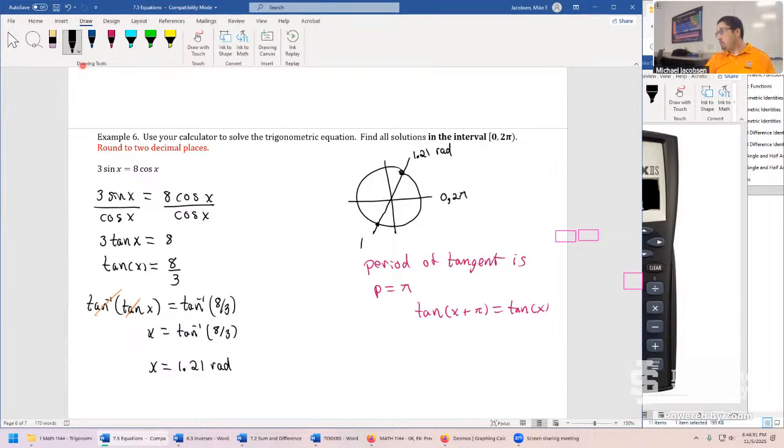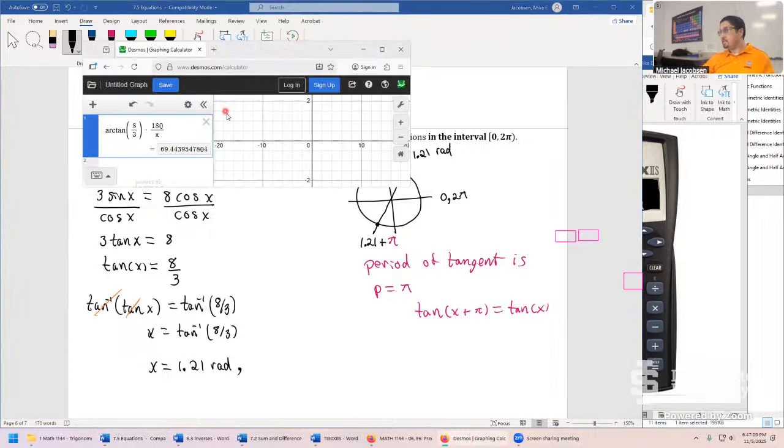So here's 1.21 plus pi. Also in radians, let's throw that into the calculator. X is 1.21 radians, or 1.21 plus pi radians, so 4.35 upon rounding.